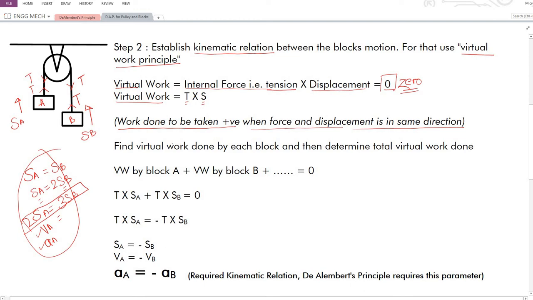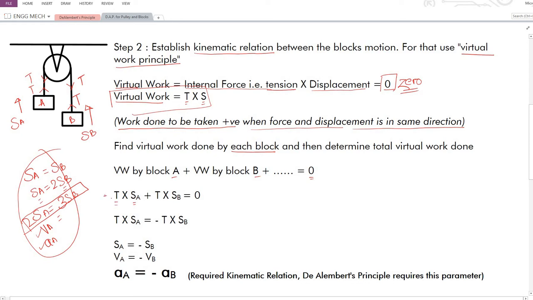When we say that work done is to be taken positive, how do we take the work done by blocks A and B? See here, what the step is saying: find the virtual work done by each block. It means if the number of blocks is 2, we will have to calculate this step twice. Okay, if the number of blocks is 3, we will calculate the virtual work done by A, then B, then C, then we will sum it up and equate the total virtual work done by the individual blocks A, B, C, whatever the number of blocks be. Thereby, we will be putting the value T into SA, that is the tension in the string connected to block A into its displacement SA, and T into SB.